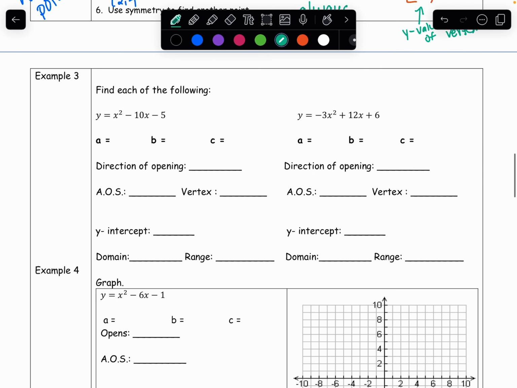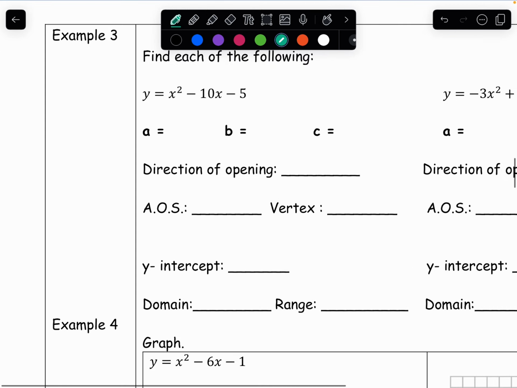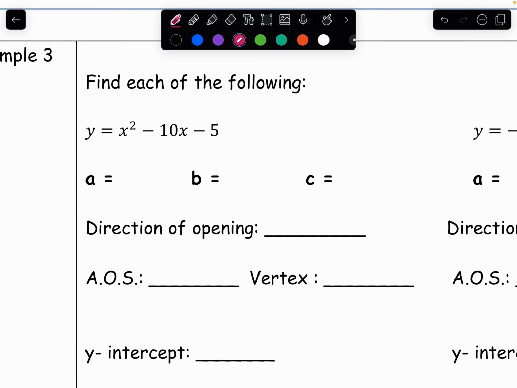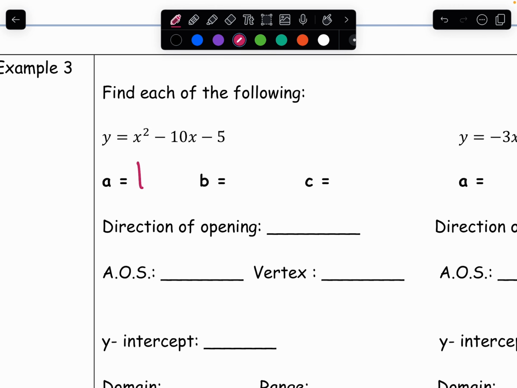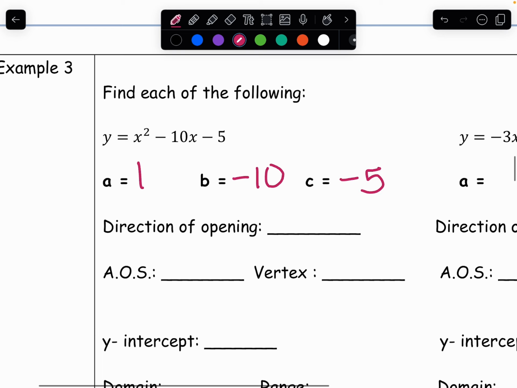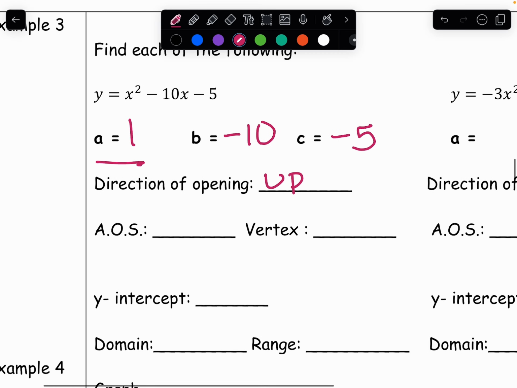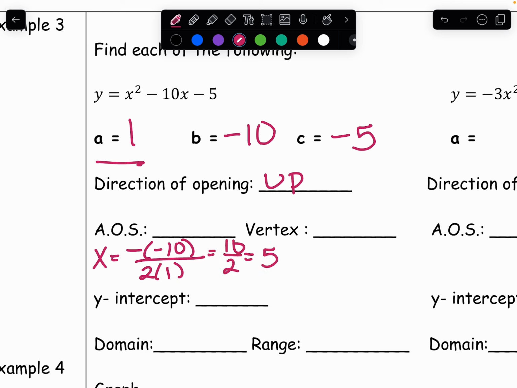Here we go. So what we're going to do is find the following without graphing. Okay, so here's our first problem. Let's start by finding a, b, and c. So 1, negative 10, and negative 5. The direction of opening is up because our a value is positive. Now our axis of symmetry, x equals negative b over 2a. We get 10 over 2, which simplifies to 5. So we get x equals 5. Don't forget it's an equation.